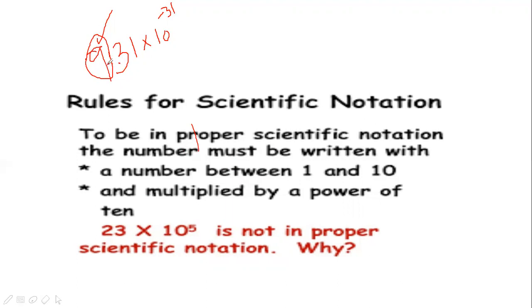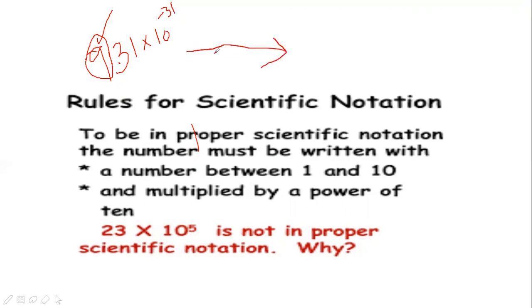Before the decimal place, the number written must be between 1 and 10. You can take it equal to 1 also, but not equal to 10. And the second rule is that it is multiplied by a power of 10. So here it is multiplied by a negative power of 10, so you shifted the decimal place in this direction.